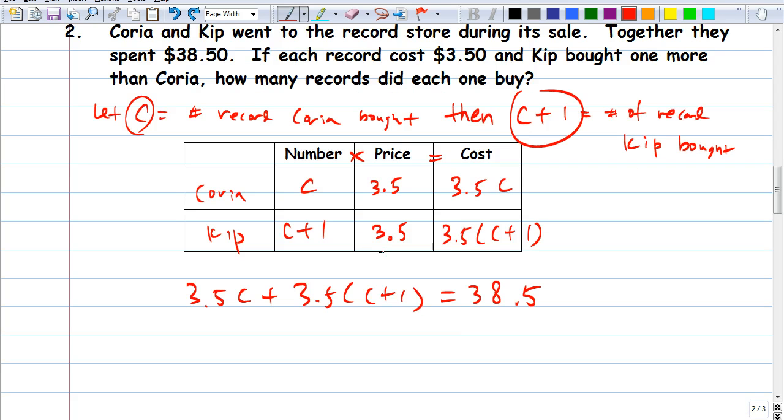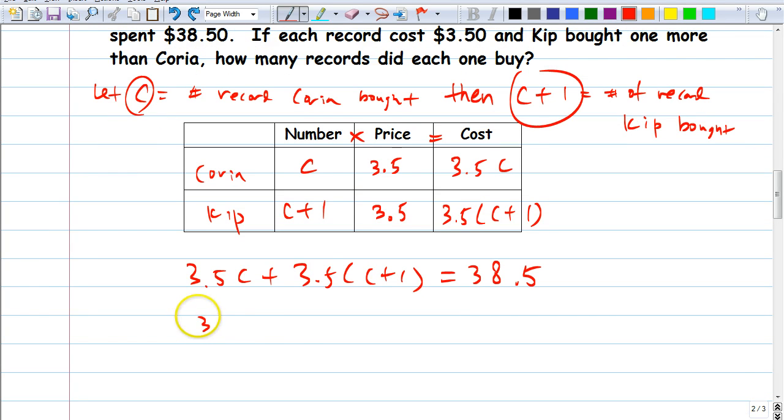Okay, so then let's solve. Of course we're going to write 3.5 C plus. We're going to distribute this. Somebody tell me what I get when I distribute. Of course, you got to distribute it twice. Yes? Yeah, 3.5 equals 38.5. Would you all agree? Okay, next.